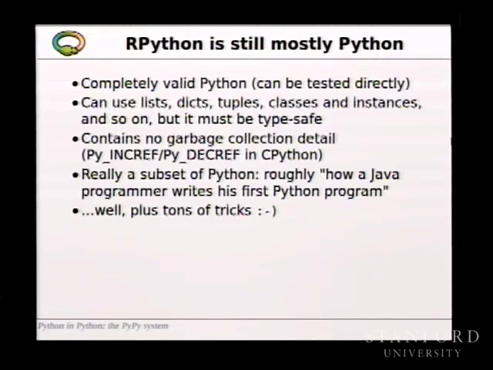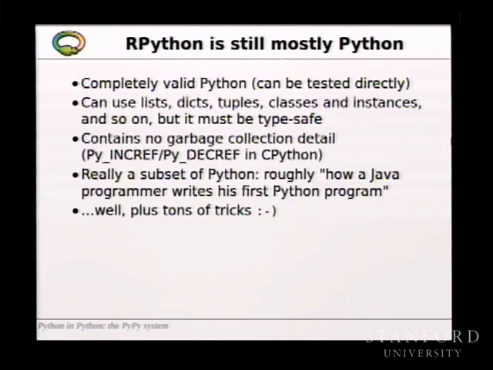An important point is that RPython is still valid Python code, which can be tested directly. You can really take my example demo 2 and run it. Well, there are some restrictions. It's called RPython instead of full Python for some reason. You need some type safety. This translation process needs to be able to make sense of what is going on in the program.